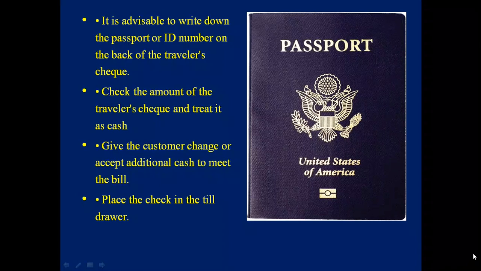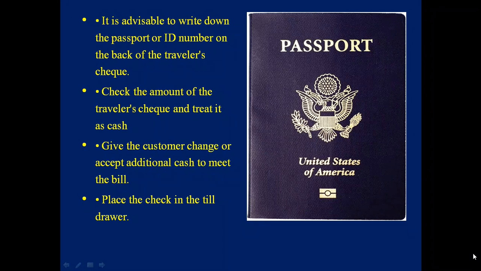It could be a PAN card or any other document which he or she is carrying as an identity, and that should be there on the back side of the traveler's check. Check the amount of the traveler's check and treat it as cash. So if you are accepting a traveler's check as cash as far as local currency is concerned, please verify how much cash you are accepting in the form of traveler's check.